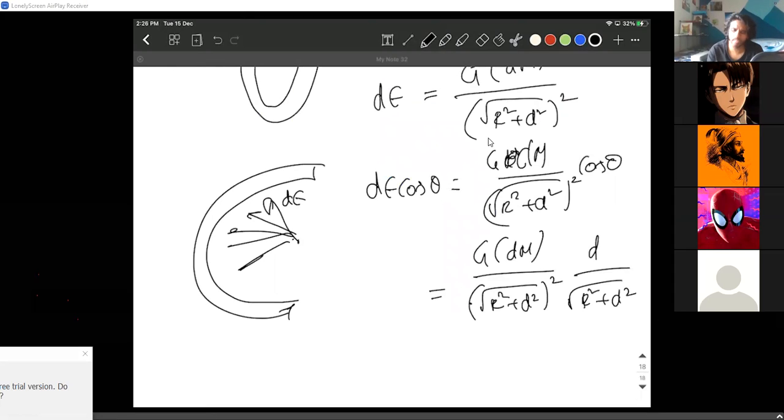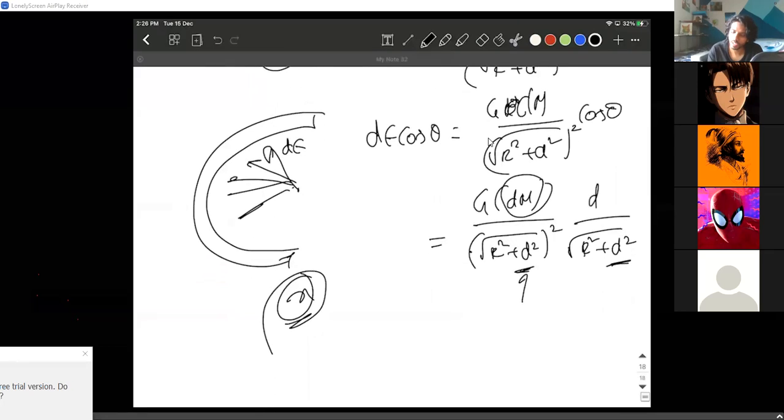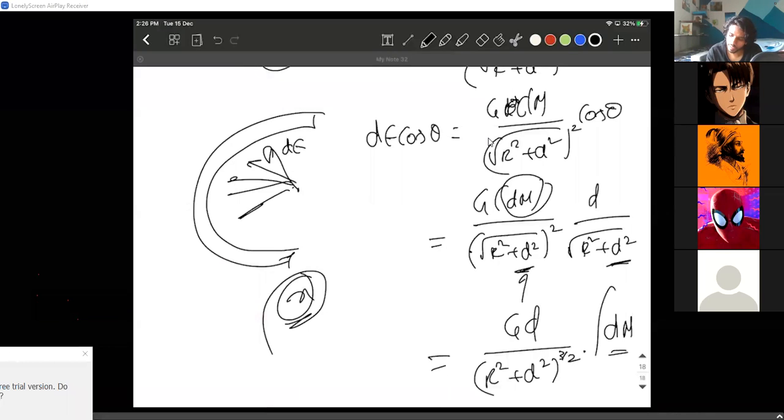Now it looks like the previous problem, but there's only one difference. In the previous problem, we had an x in the value, which is a variable. Here we don't have an x. All we have is constants, except dm is a variable. So I take G d by (r square plus d square) whole power 3 by 2 into dm. dm is the only variable. When I integrate it, I can directly integrate it from 0 to M. That's it. That's the answer.